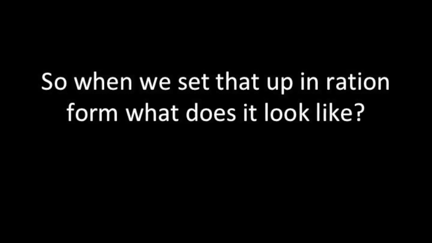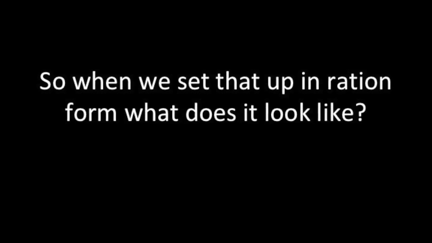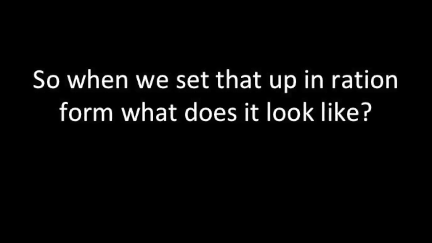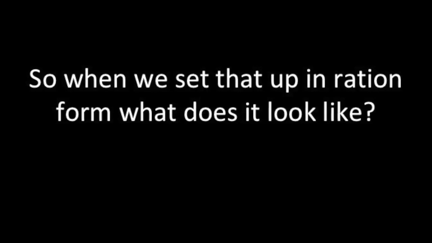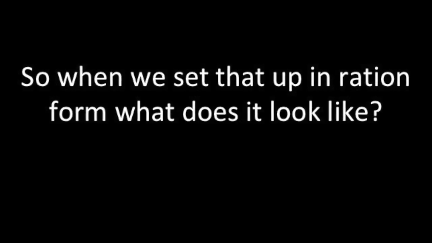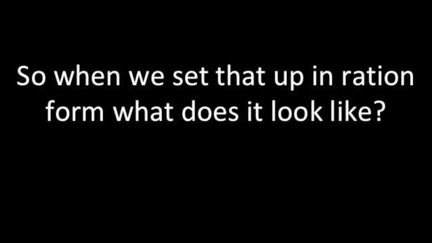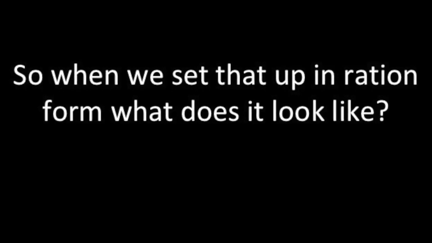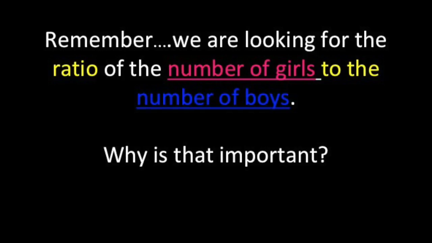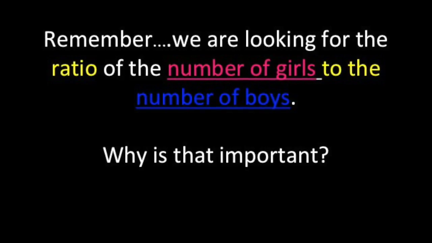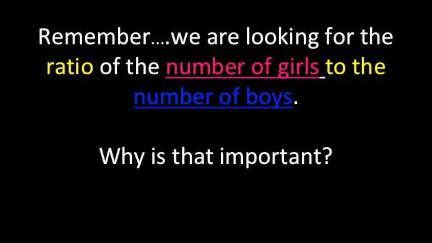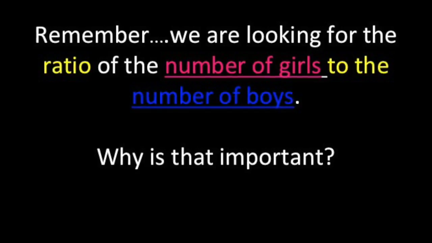Like I said, our word problem is really important in the way that we are setting up our problem. So when we set up the ratio form, what does that look like for us? Remember, we want the number of girls to the number of boys. So we're looking for the number of girls to the number of boys, and I talked a little bit ago about why that's important, but we want to make sure that our problem is set up correctly so we end up getting the correct answer.